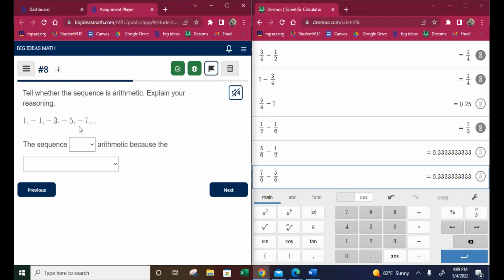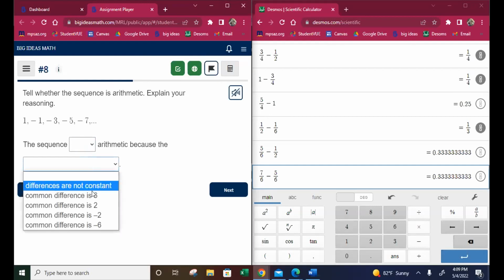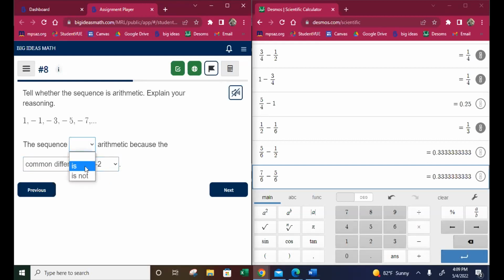So the same approach works. Yes, you are subtracting 2 each time.